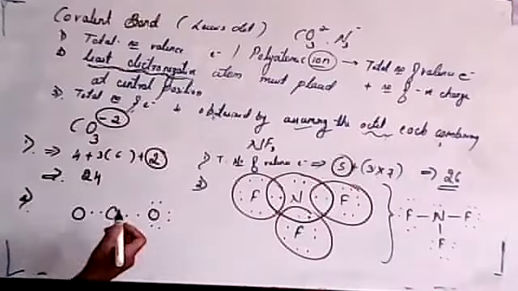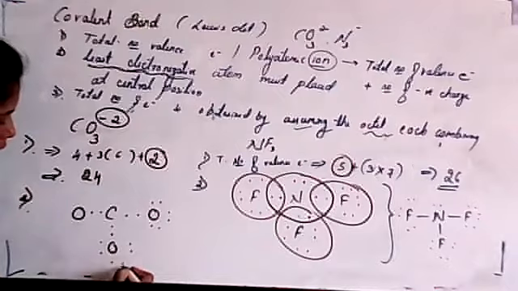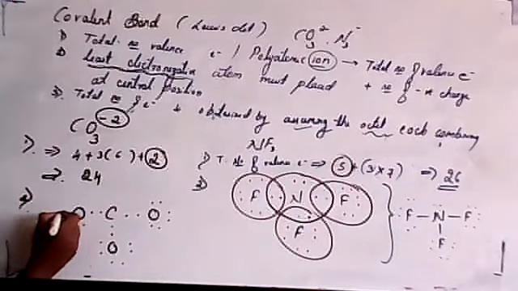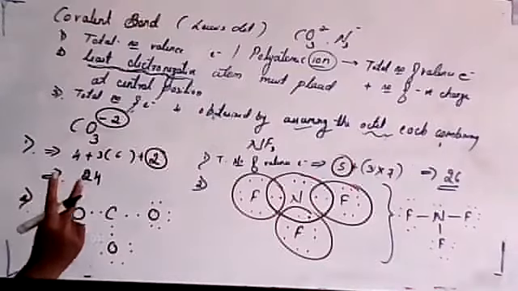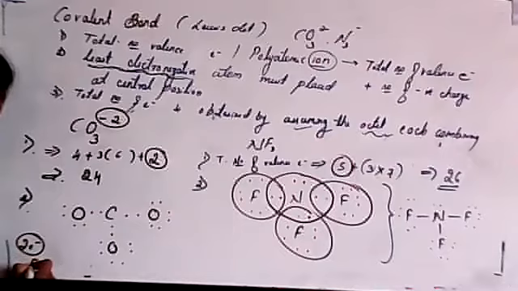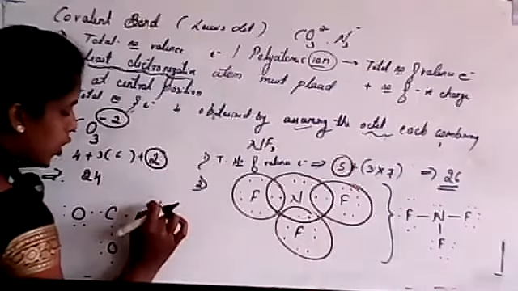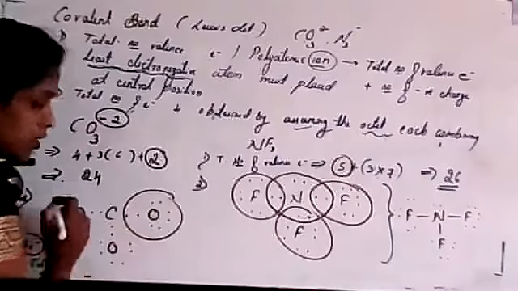Now just count: 1, 2, 3 up to 22. Then there are 2 extra electrons, isn't it? So now I start to find the octet configuration. 1, 2, 3, 4, 5, 6, 7, 8, it is an octet, isn't it?